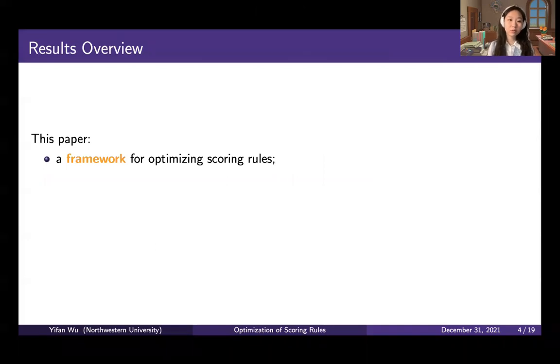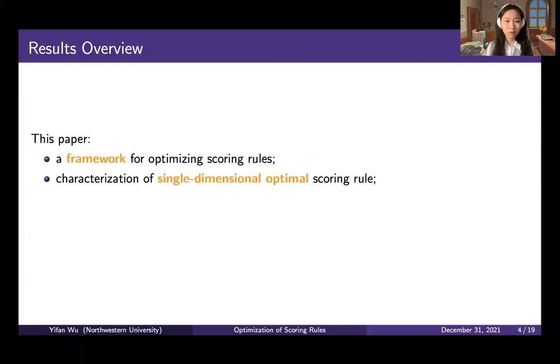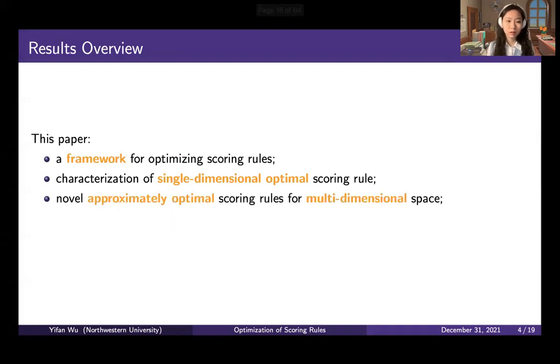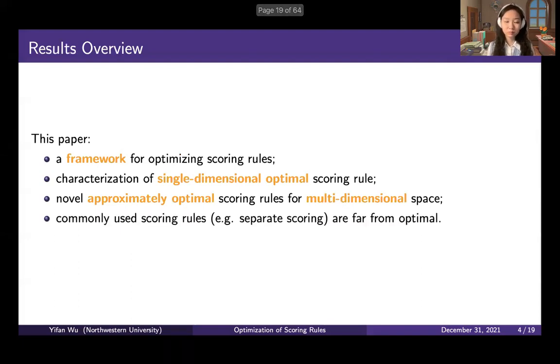Here's the results overview. In our paper, we propose a framework for optimizing scoring rules. We characterize the single-dimensional optimal scoring rule. By single-dimensional, we mean when the agent's report has only one dimension. We propose a novel approximately optimal scoring rule for the multidimensional problem. We also show some commonly used scoring rules, such as the separate scoring rule in the opening example, are far from optimal.